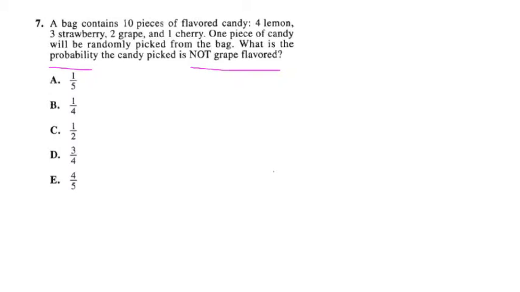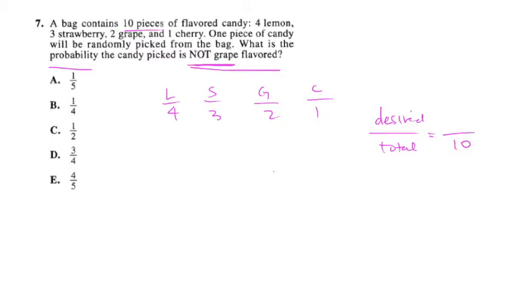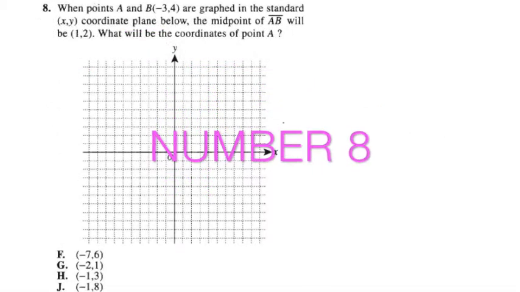So we're talking about probability, and they're asking which candy is not grape flavored. Let's first write out the different types. There are 4 lemon, 3 strawberry, 2 grape, and 1 cherry. There are 10 in all. The probability is desired over total. The total here is 10. The desired is not grape. Not grape is this, this, and this, which is 8. 8/10 is our answer. That is not in the answer choices because it is reduced to 4/5. The answer is E.